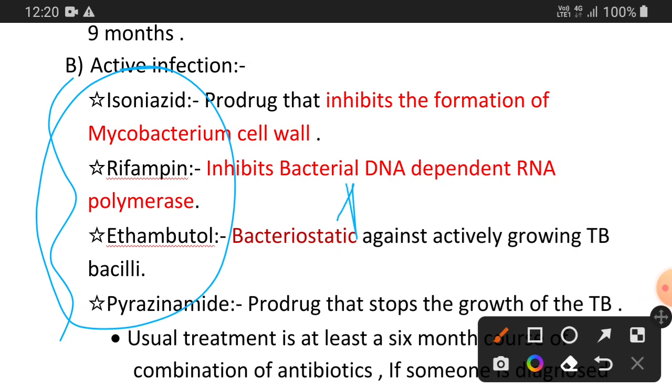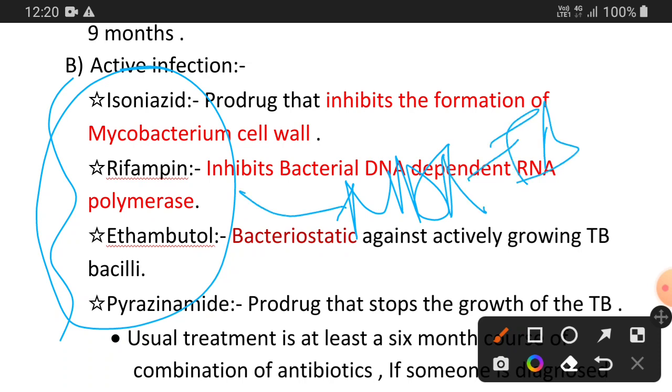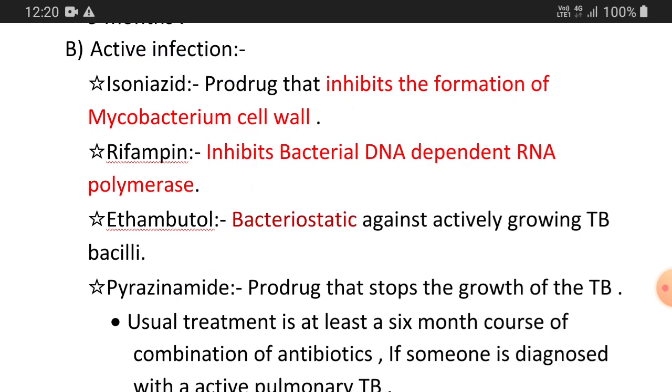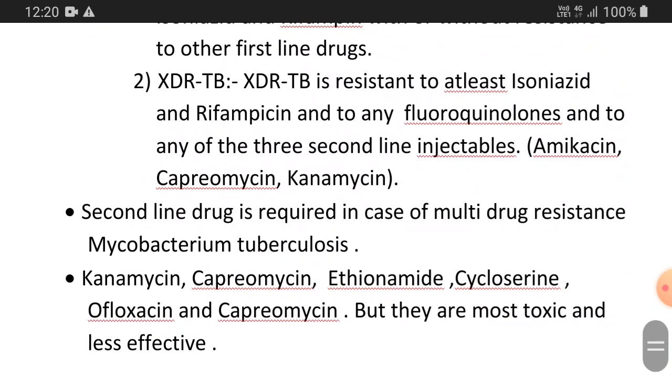MDR-TB will surely develop resistance against rifampicin and isoniazid, that is no doubt, and it can also develop resistance to either or both ethambutol and pyrazinamide. That means it will develop resistance against isoniazid and rifampicin, no doubt about this. Along with that, it can also develop resistance against ethambutol and or pyrazinamide. So that is the type called MDR-TB.